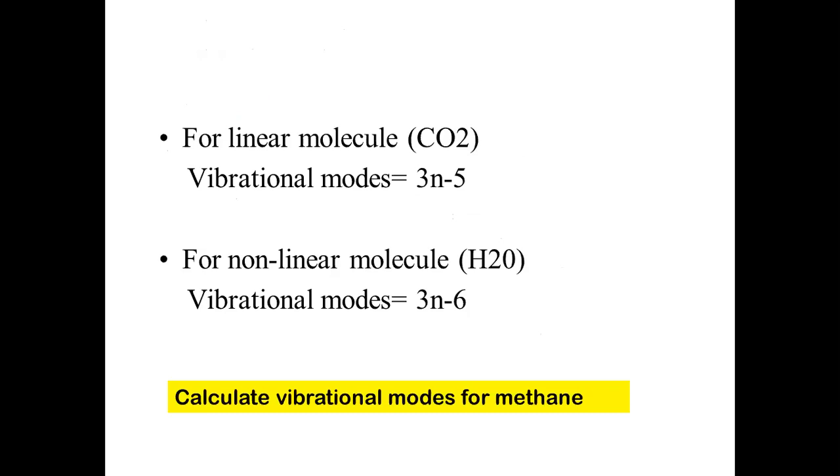So for each molecule, you should be able to calculate the number of vibrational modes. This will give us an idea about how many different ways the molecule can vibrate and how many different frequencies accordingly it can absorb. So for a linear molecule like carbon dioxide, the vibrational modes will be 3n minus 5. Here the number of atoms is 3, so 3 into 3, 9, minus 5, 4. So carbon dioxide has 4 different kinds of vibrational modes.